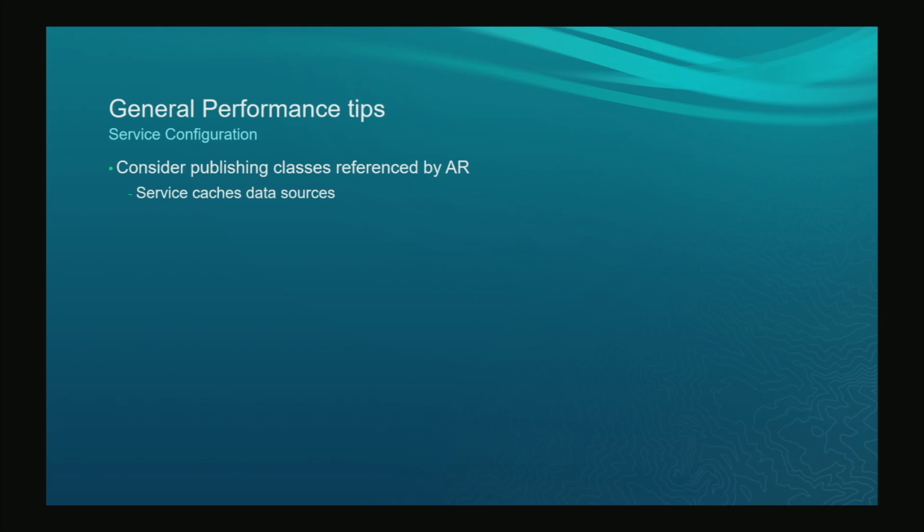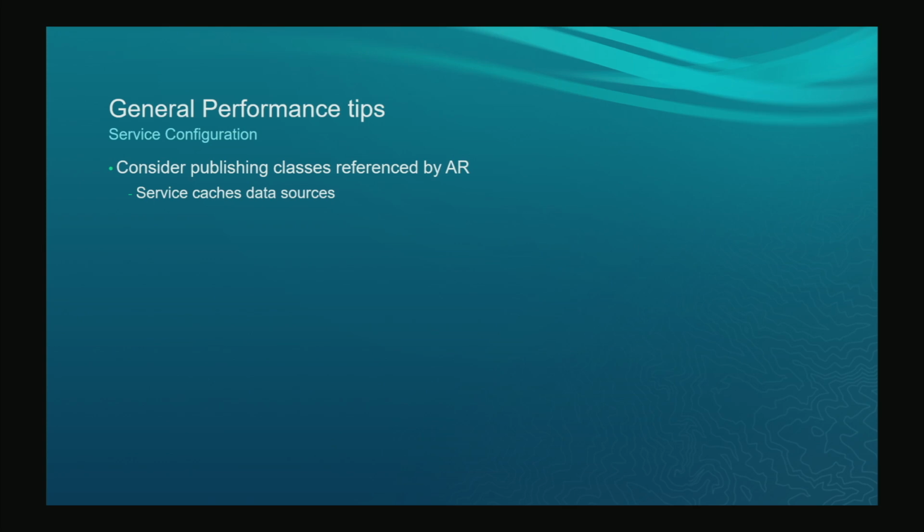Service configuration, let's talk about that a little bit. If your rule is using other classes, like you're using FeatureSetByName, reading from another class, consider publishing that target class as well. I know it's not required, especially if the rule is excluded from client evaluation. You don't really need to. Even if you publish just one layer, that layer on the backend can access the entire workspace without those classes having to be published.